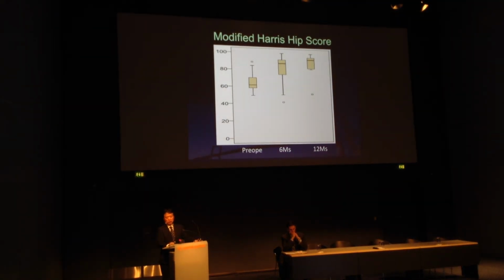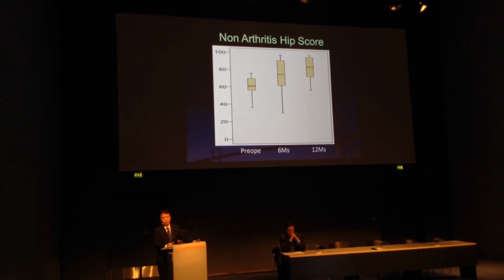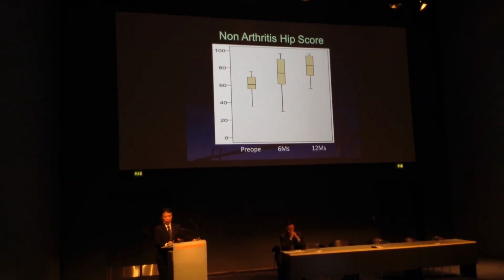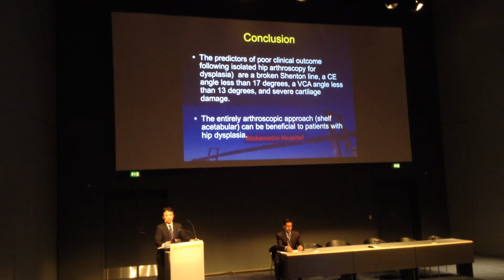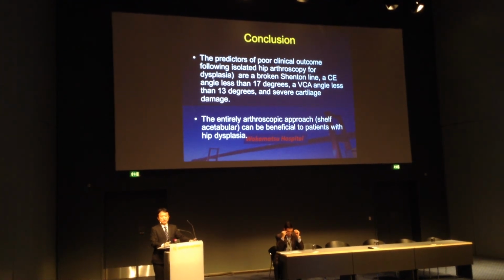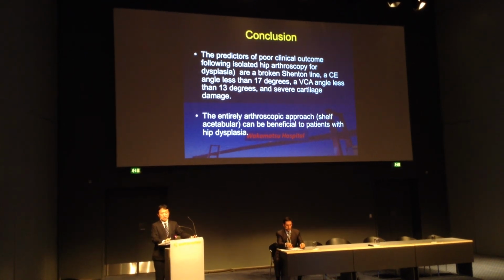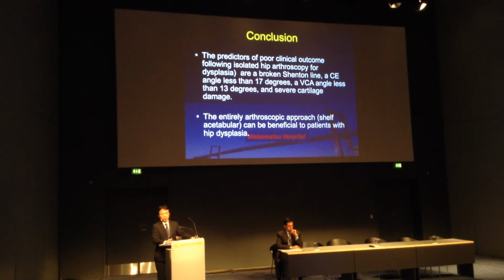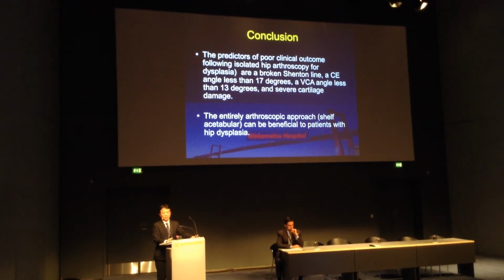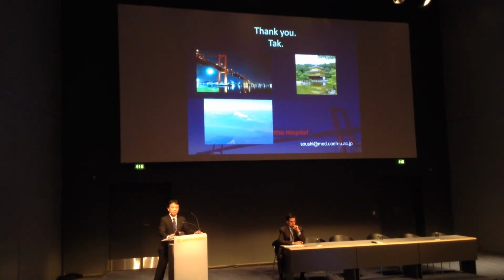The modified Harris hip score and non-arthritic hip score significantly improved at time of follow-up. So in conclusion, the predictors of poor clinical outcome following isolated hip arthroscopy for dysplasia are a broken Shenton line, CE angle less than 17 degrees, VCA angle less than 13 degrees, and severe cartilage damage. This entirely arthroscopic approach, shelf acetabuloplasty, can be a beneficial treatment for patients with hip dysplasia. Thank you for your attention.